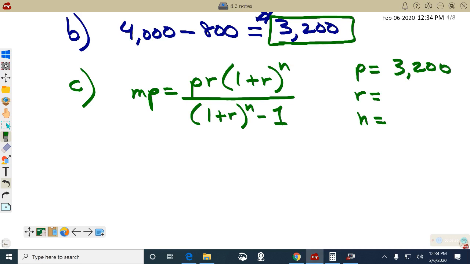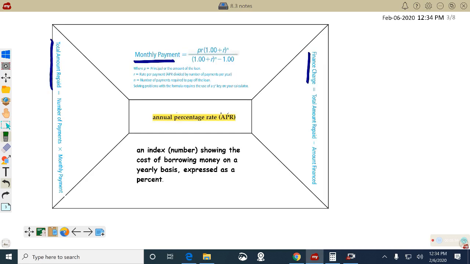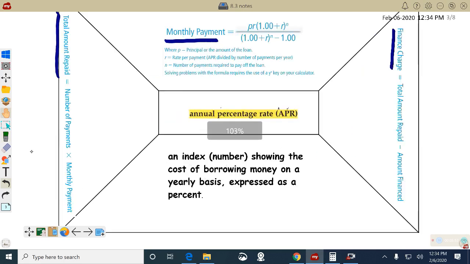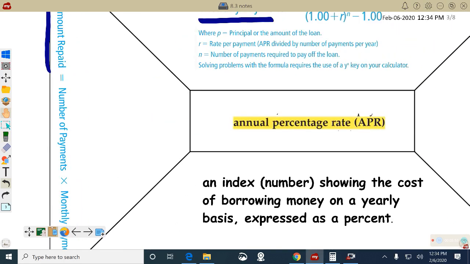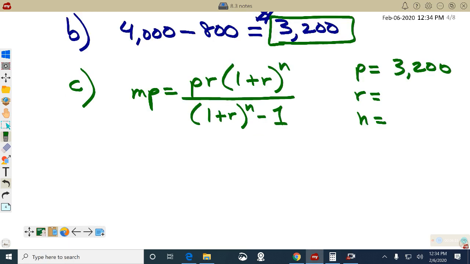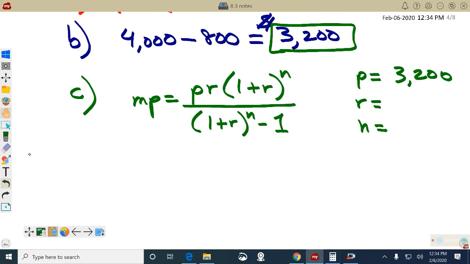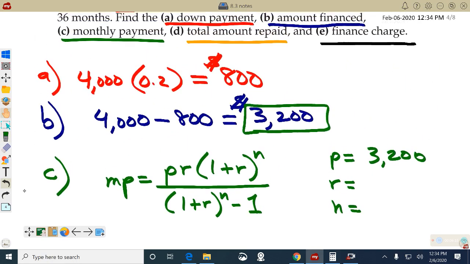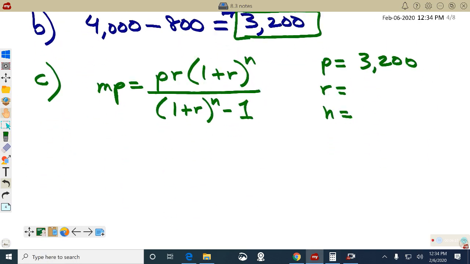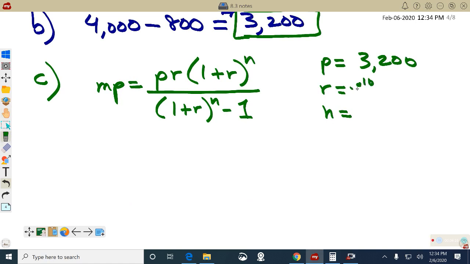The rate, let me look at my information frame. The rate, notice, is the APR divided by the number of payments per year. Well, there's 12 payments per year, so you're always going to divide it by 12. So the APR divided by 12. What's the APR here? 10%. So write 10% as a pure decimal. That's going to be 0.10, divided by 12.